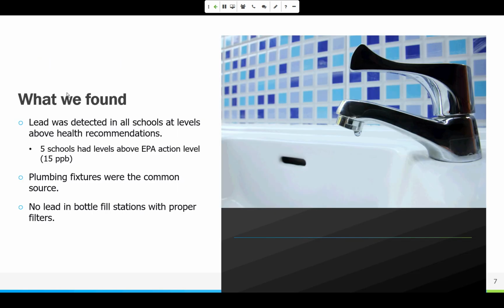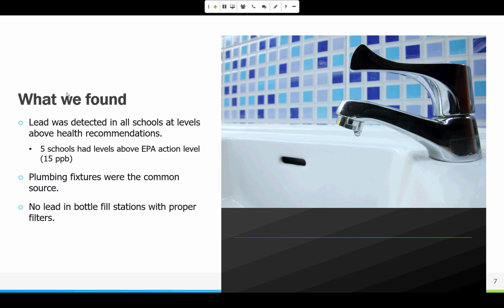So what did we find? Because there's no safe level of lead in the body, a Vermont Health Advisory level of 1 part per billion had been established, which is consistent with the American Academy of Pediatrics recommendation that taps in schools should not exceed water lead concentrations of more than 1 part per billion.